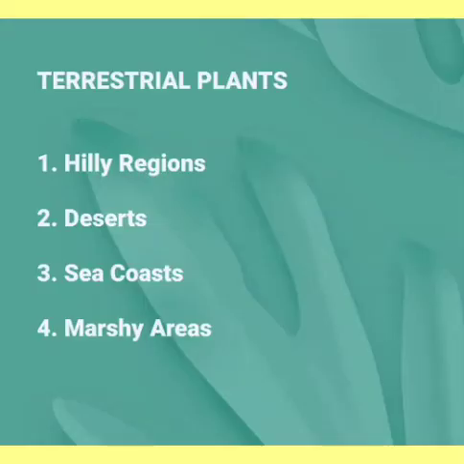Most of the plants grow on land and are called terrestrial plants. They are different depending on the type of soil and climate they grow in. These plants are subdivided into plants of hilly regions, deserts, sea coasts and marshy areas. Let us see them in detail and their adaptations.